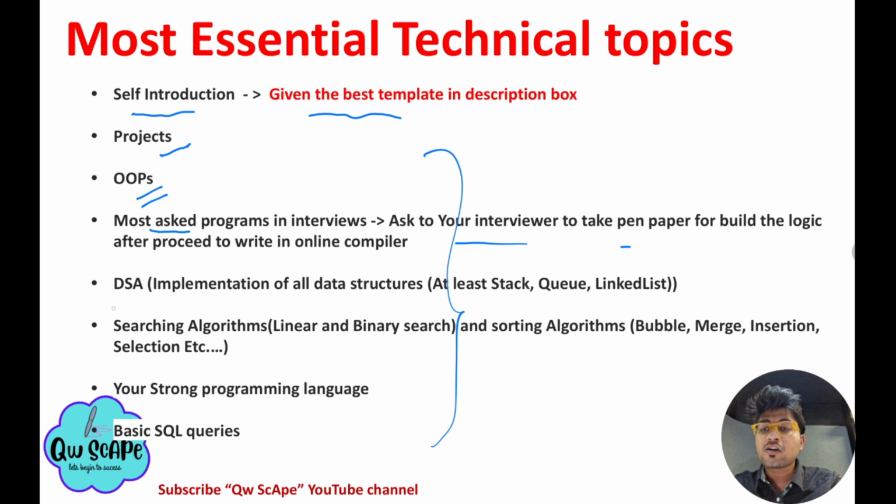After that, you have to do DSA, data structures and algorithms. At least you have to complete the implementation of the data structures stack, queue and linked list. Next, searching and sorting algorithms are very important for the Cognizant technical interview. You have to know the implementation of linear and binary search, and also sorting algorithms like bubble sort, merge sort, insertion sort and selection sort. You should also know the time complexity of those algorithms, because they can ask about time complexity.